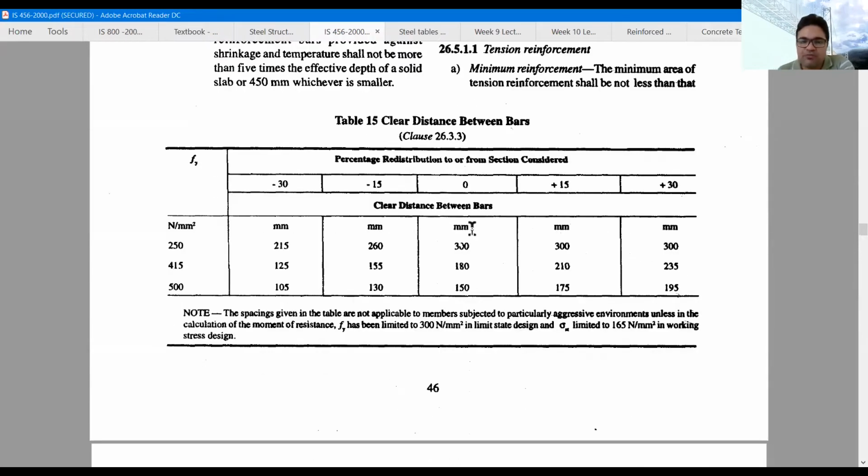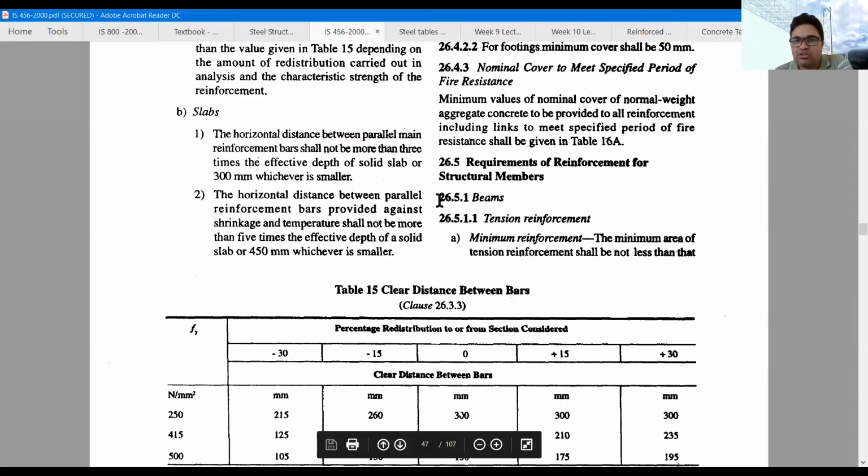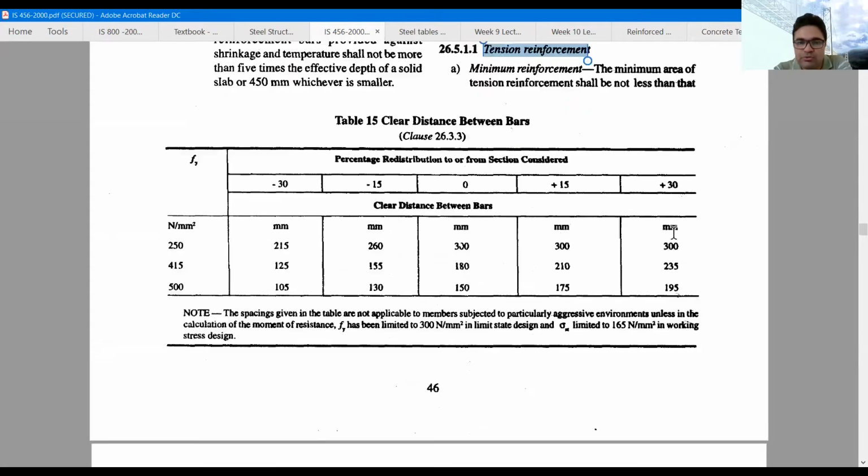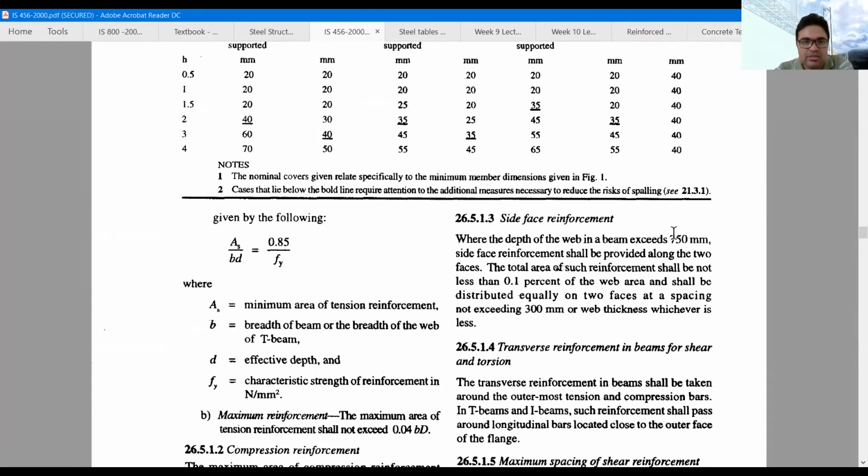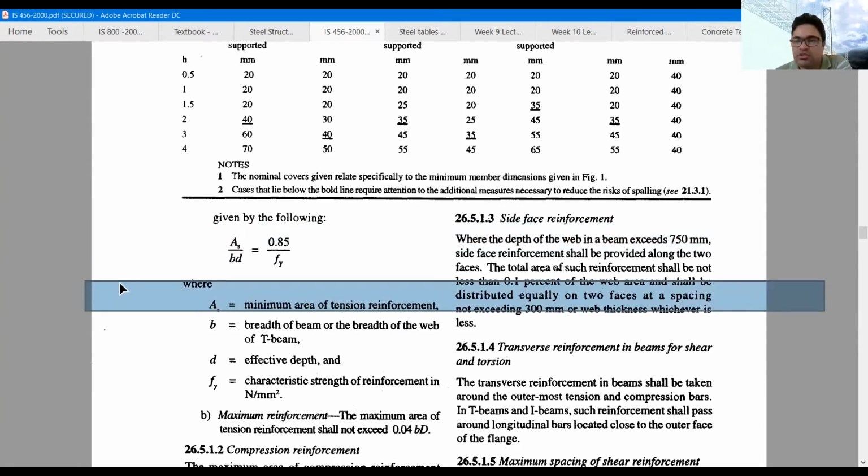On page number 46 of the IS code, you can see clause number 26.5.1. It is about the tension reinforcement, because we are providing reinforcement on the tension side, so it becomes tension reinforcement, which is AST. How much minimum reinforcement should be there? It says the minimum area of tension reinforcement shall be not less than that given by the following. We will go to the next page. So this is the equation given for the minimum reinforcement.